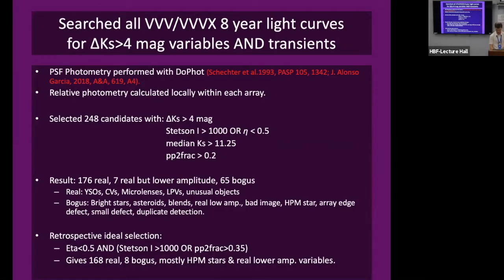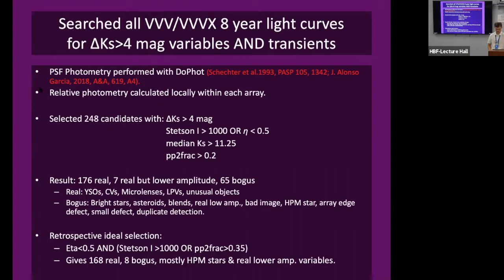So the method to search Lee's database: he has relative photometry calculated, calibrated locally within each array. For every array, to minimize the RMS on the scatter, he did that within each array on a local basis as well as separately for each array. So the relative photometry is about as good as you can get, regardless of any issues with the absolute calibration. And I selected candidates, well, I actually looked for variables and I looked for transients, but the main result was looking for variables rather than transients.